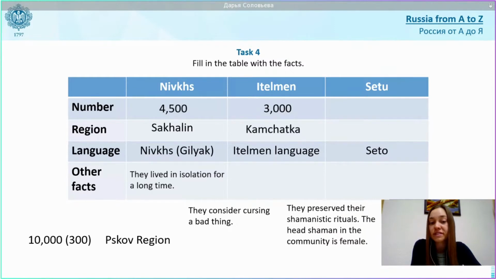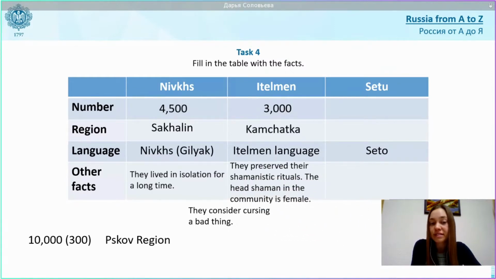they preserved their shamanistic rituals, and the head shaman in the community is female. What does it mean? The head shaman, главный шаман, in the community is female. It's a woman. It's not a man, it's a woman.